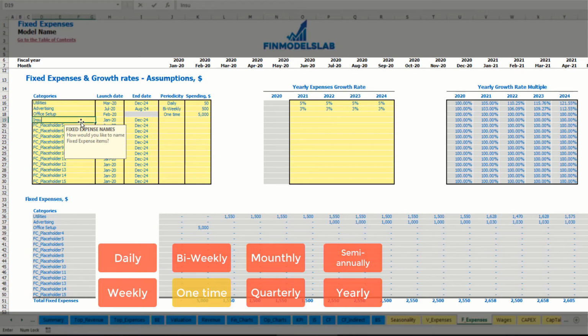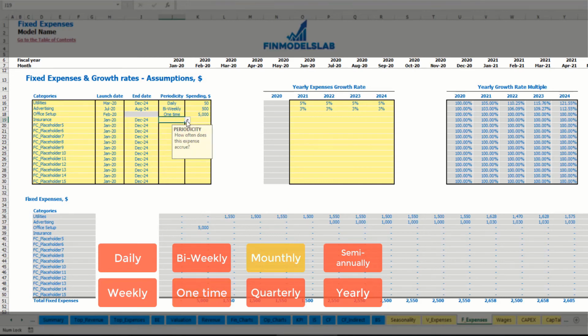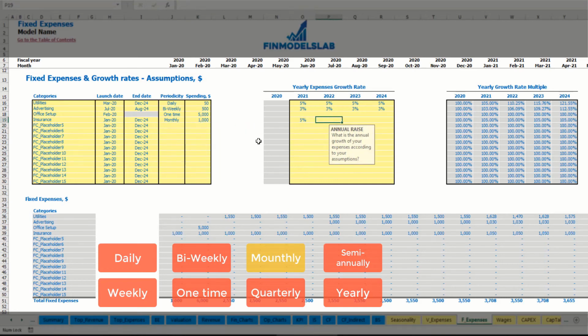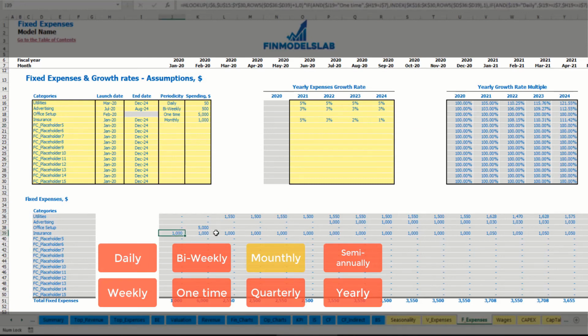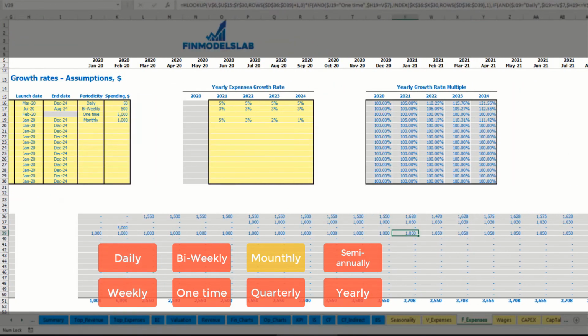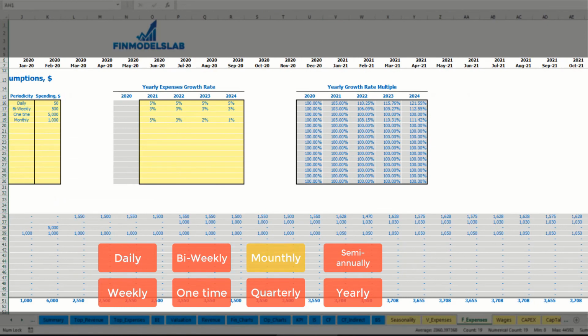Another option, insurance. Let it start from January 20 till the end of the model, and it can happen monthly with $1,000 per month, with 5% of growth the first year, 3% of growth the second year, 2% of growth the third, and 1% in year number 4. So you may see this calculation here. Starting from January 21, it will grow by 5%, which is $50. And starting from January 22, it will grow by 3%, which is additionally $32.